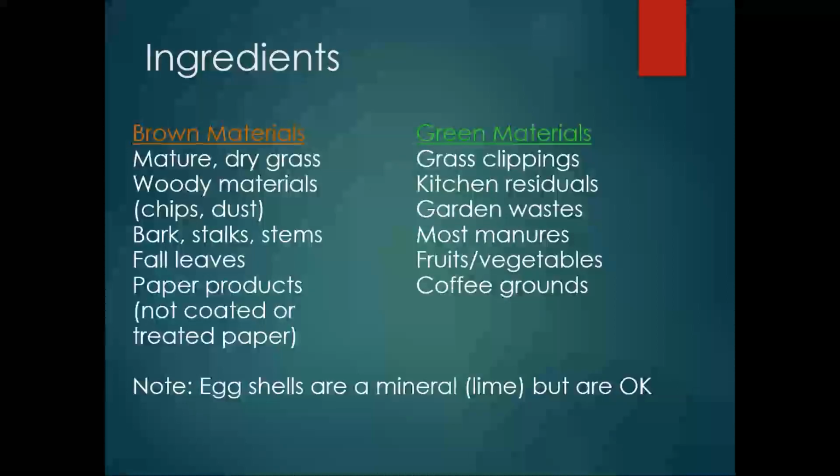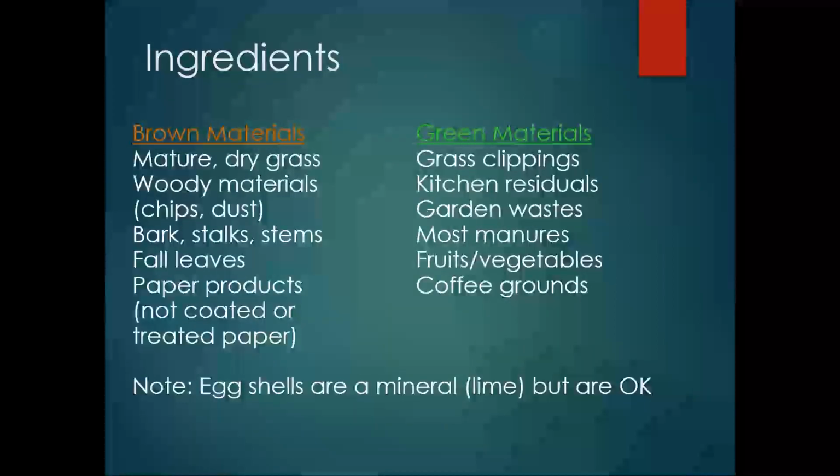So let's look at the brown and green materials. So the brown materials, mature dry grass. If you cut the grass and you leave it in a big pile and it turns brown and kind of dries up in the pile before you put it in the compost, we'll consider that a brown material because most of the nitrogen has volatilized back off into the atmosphere. A lot of the nitrogen is gone. Woody materials, we already talked about how high they can be, 200, 300, 400 to 1, depending on the kind of woody material that you've got.